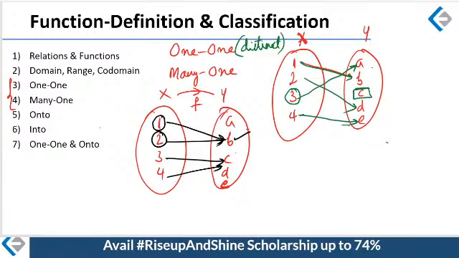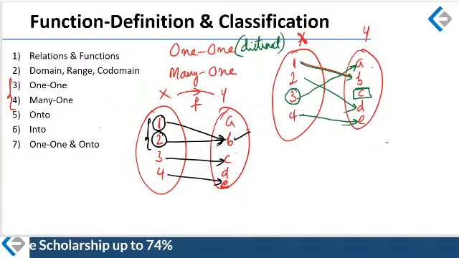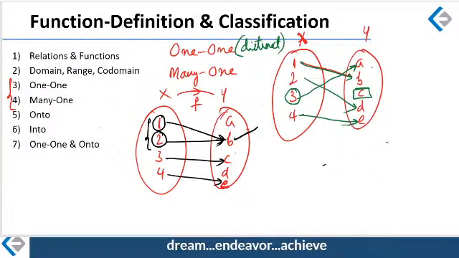Many means at least one pair. It can be one like this. There is no problem. You may say that, okay, this has a link like this. It is still a many one function. Why? Because both 1 and 2 are associated with one element of Y, which is nothing but b. This is called many one function.